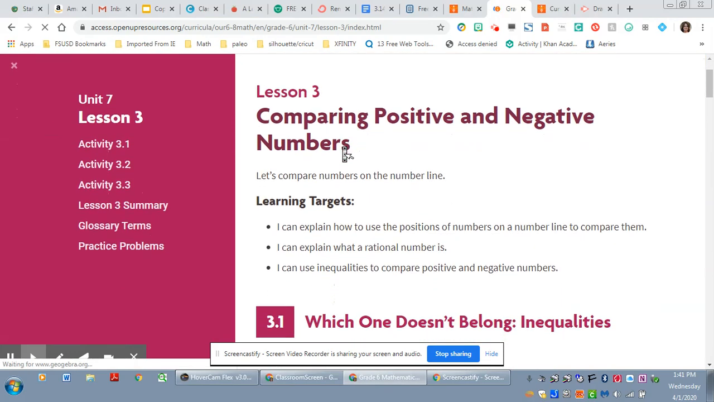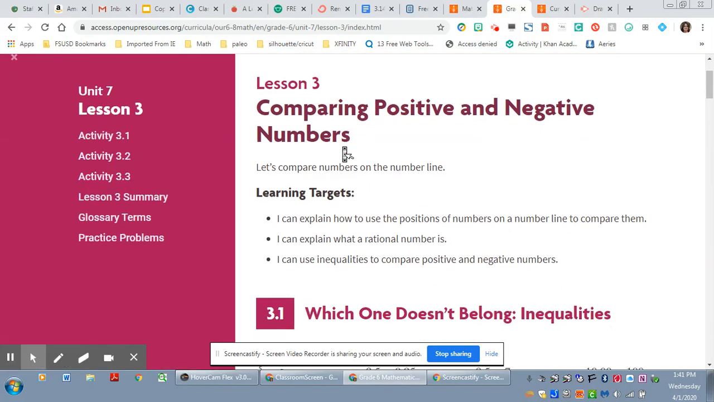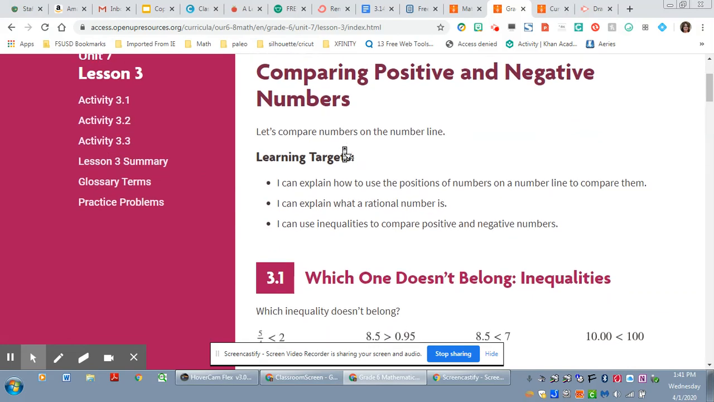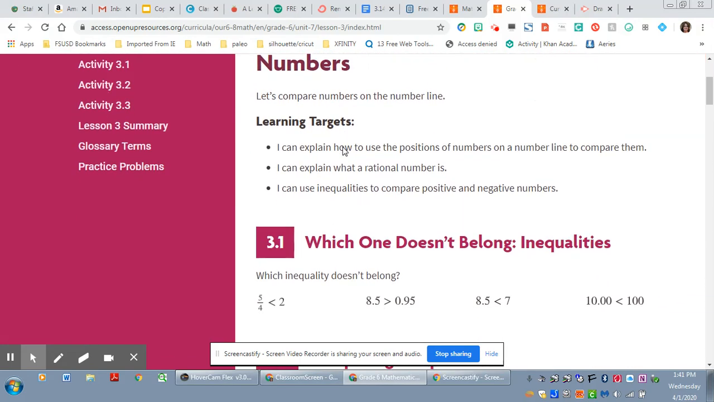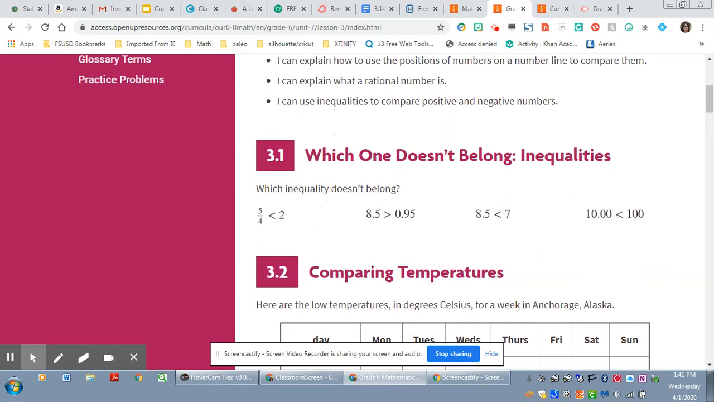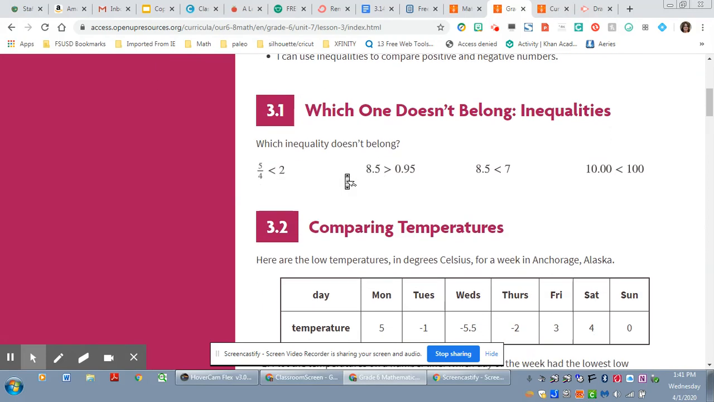Comparing positive and negative numbers. So we're going to be using the number line again. I can explain how to use the positions of numbers on a number line to compare them. I can explain what a rational number is. I can use inequalities to compare positive and negative integers.